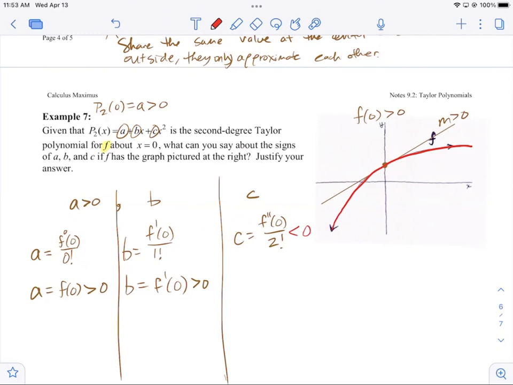So the y value is the constant. The denominators in Taylor's rule don't matter because they're positive, so they don't affect the sign. So really, it's just the y value, the slope value, and the curvature value that affect the sign of A, B, and C. Okay, that makes a nice multiple choice question.